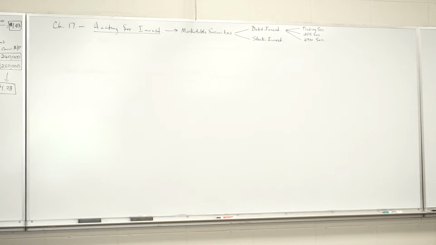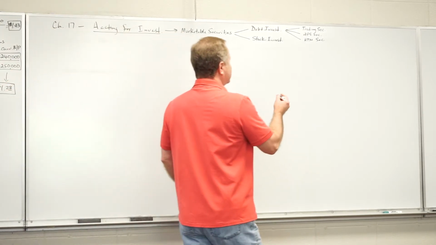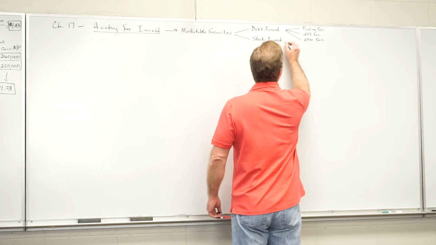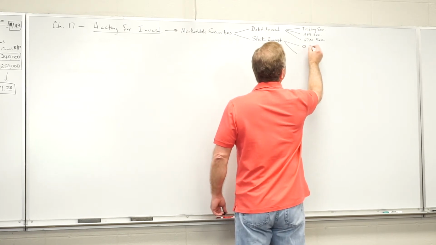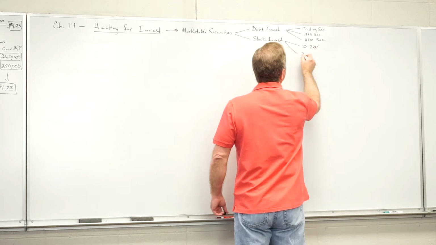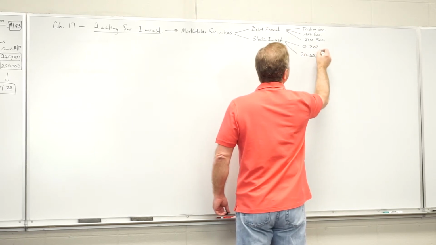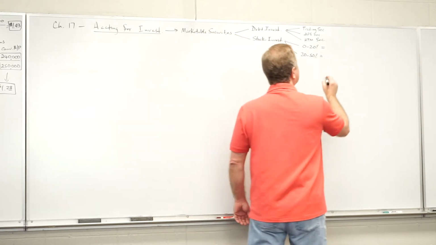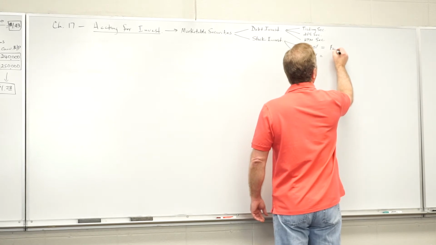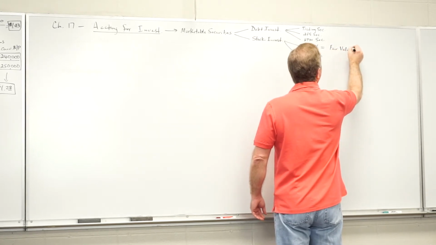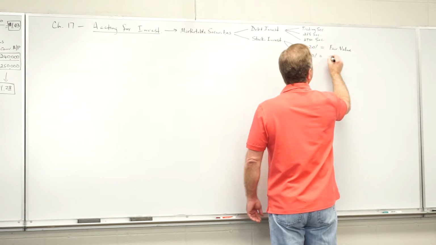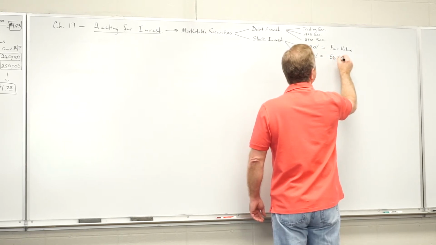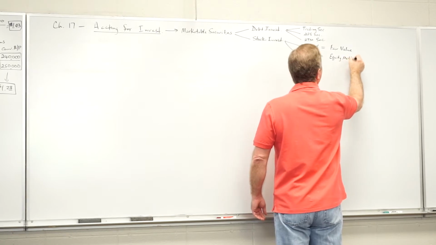Okay. Secondly, we have stock investments. In this, we need two brackets going out from them: 0 to 20% and 20 to 50%. If it's 0 to 20%, the proper accounting treatment is called what? The fair value method. If it's 20 to 50%, it's typically referred to as the equity method.